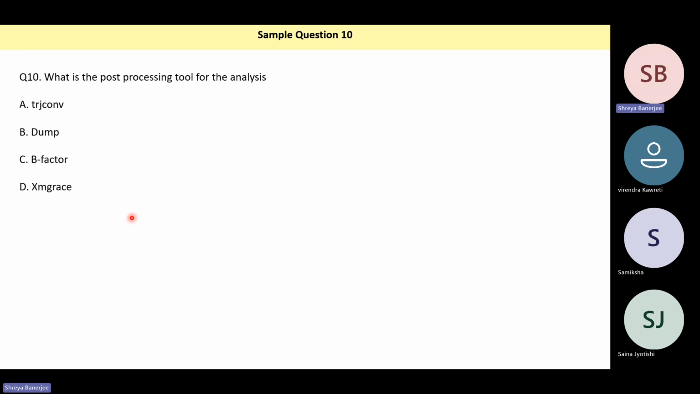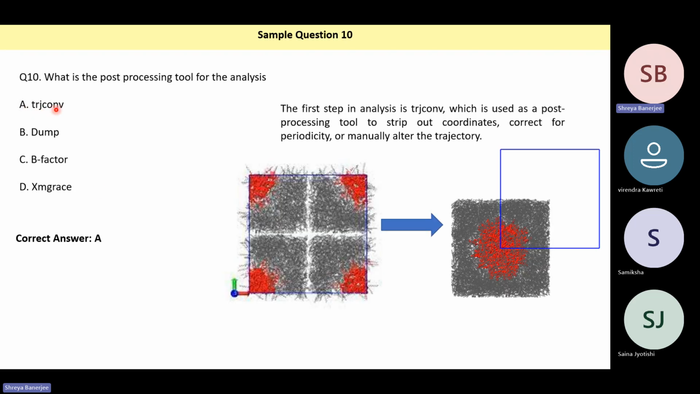And what is the post-processing tool for analysis? This was discussed in one slide. It is trjconv. This command is used for post-processing to visualize the protein as a whole.